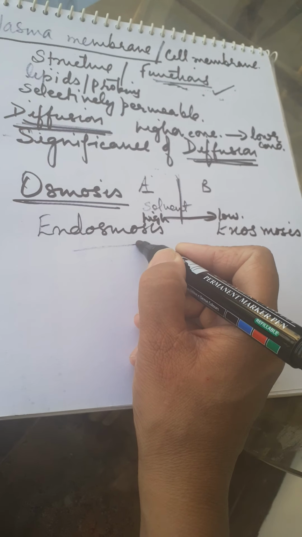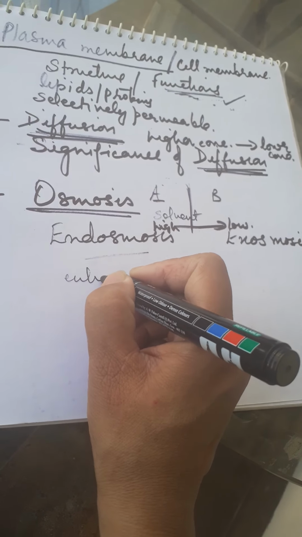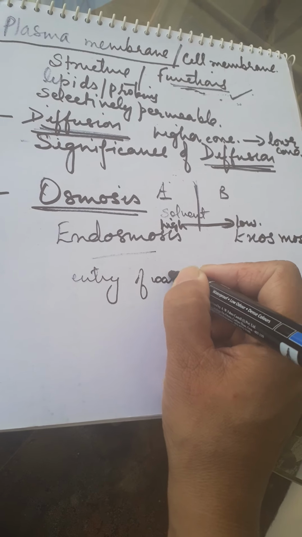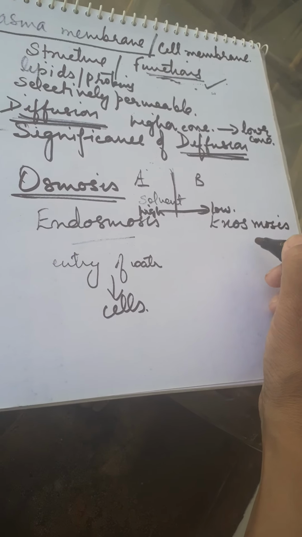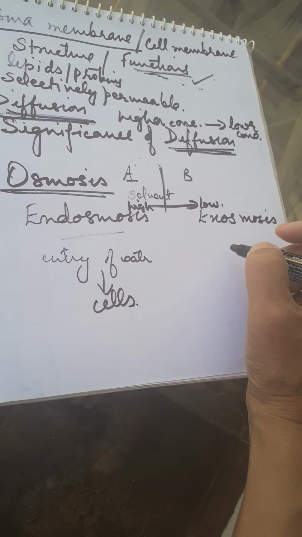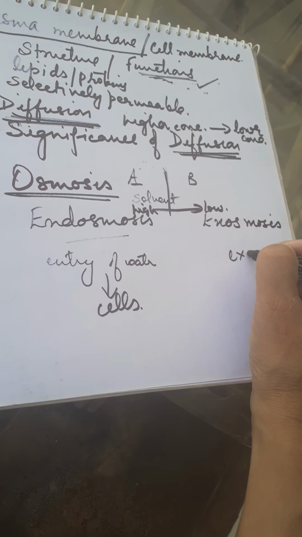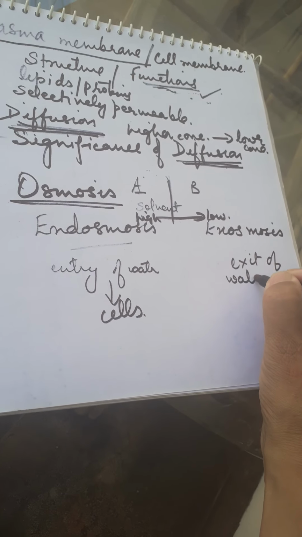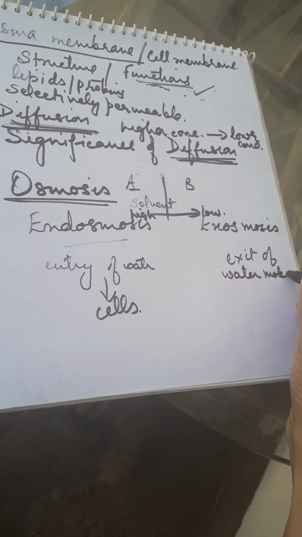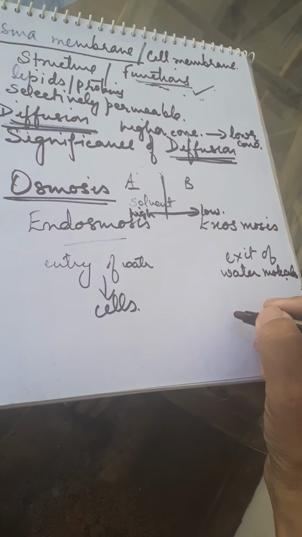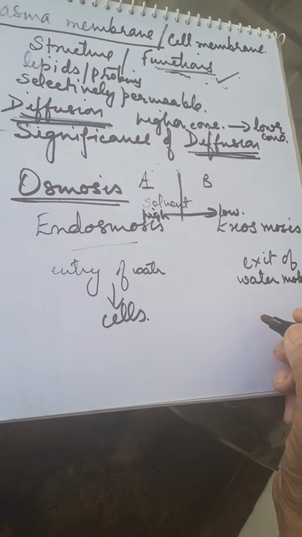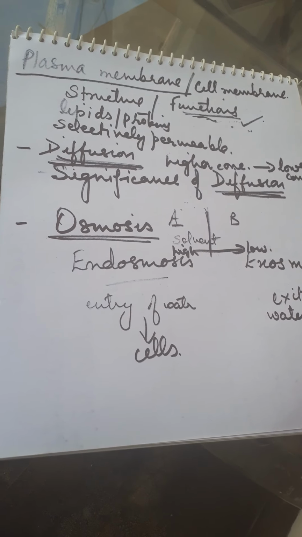Now osmosis is further of two types: endosmosis and exosmosis. Endosmosis is the entry of water molecules into the cells through a semi permeable membrane, whereas exosmosis is the exit of water molecules through a semi permeable membrane surrounded by a hypertonic solution. We'll be studying more about various types of solutions in the next lecture.